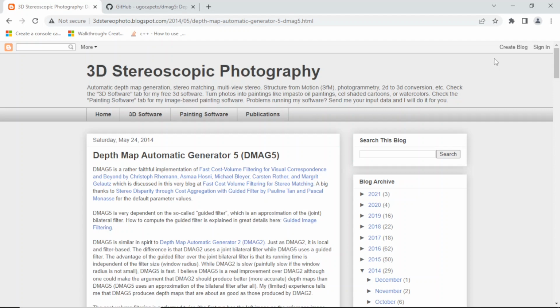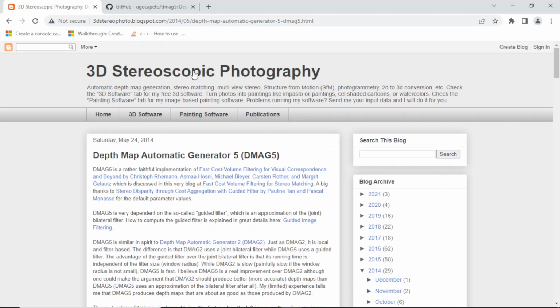But DMAG2 should generate better depth maps in general, because DMAG5 is an approximation of the bilateral filter, and DMAG2 is not. It's actually a full implementation of the bilateral filter, and that's why it's slow.